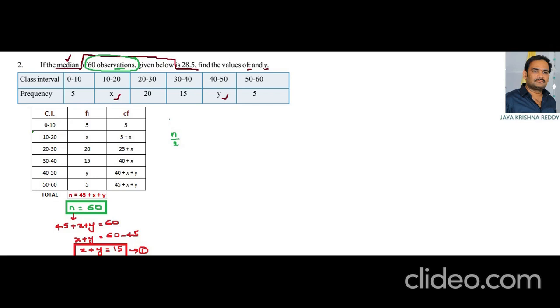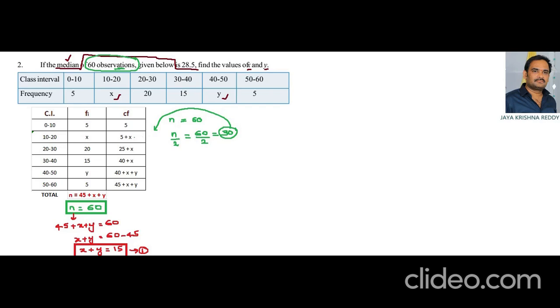Now, what is the n value given in the question? It is 60. N equal to 60 means n by 2 is half of that, 60 by 2 equals 30. N by 2 equals 30. We have to select the CF value which is greater than this n by 2 and nearest to n by 2, 30, from these CF values.